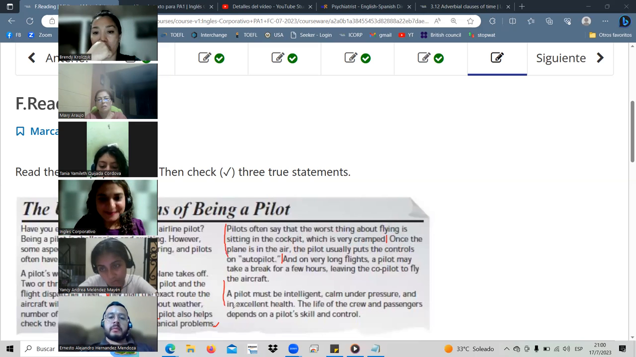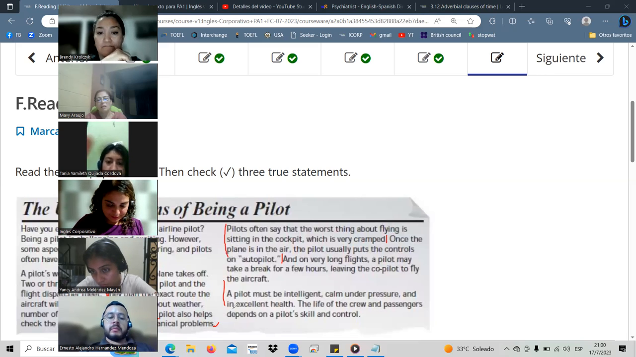Pilots must be under pressure and in excellent health. The lives of the crew and passengers depend on the pilot's skills and control.